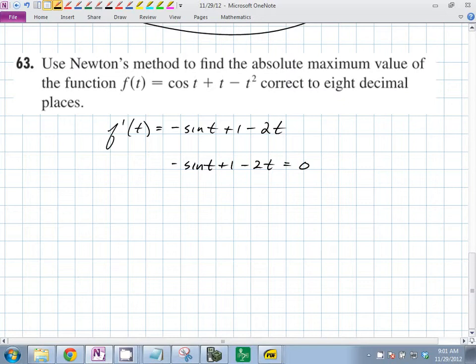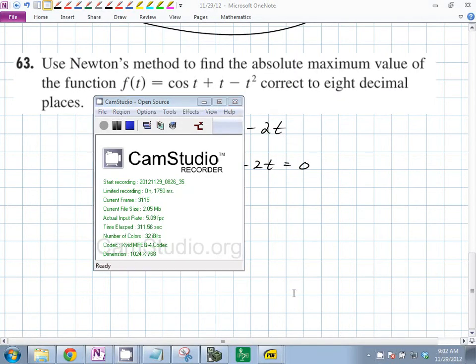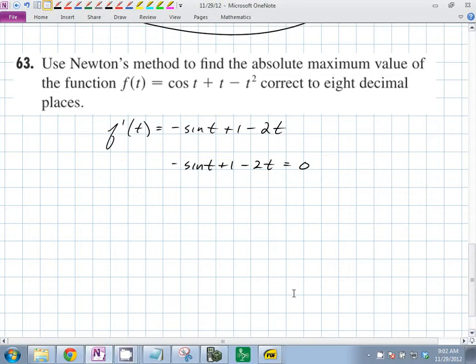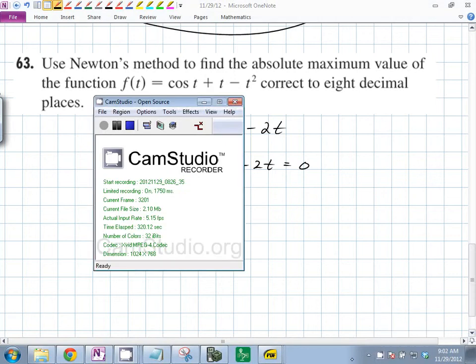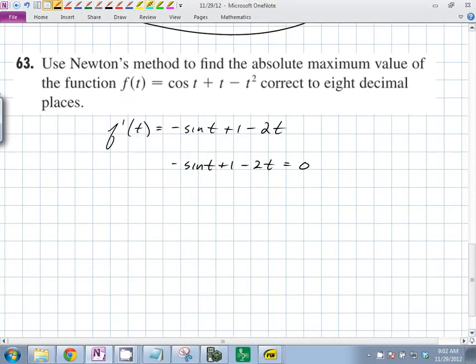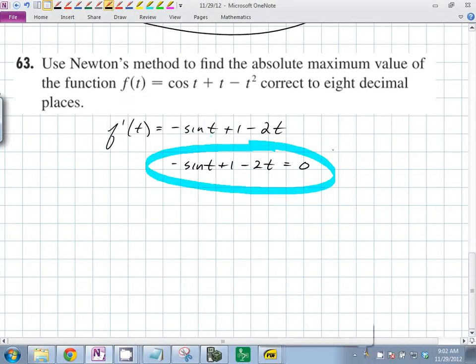It is absolutely not nicely factorable. If I asked you to do this one by hand, you would say, okay, kids, stand up. This question right here is very hard to do by hand. So what are we going to do to find the 0?